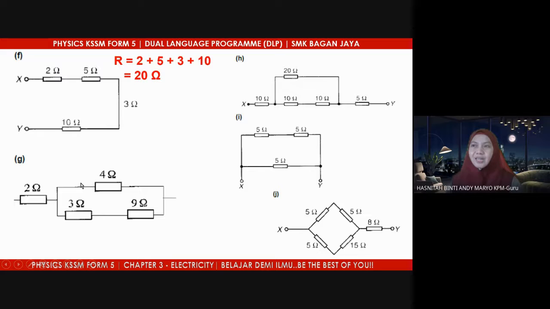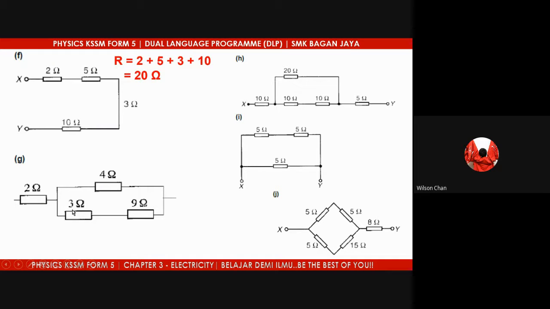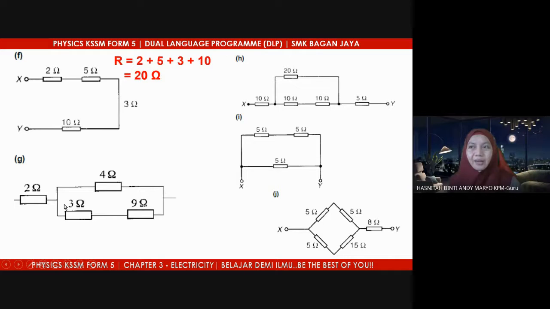How about G? G again, we have a combination. Okay, so mana yang boleh settle dulu? Which one can you settle first? The lower part, the parallel, which is 3 and 9. Yeah, 3 and 9 you settle first. So down here will become 12. Then 12 will be parallel with this 4 ohm. So then you settle them. Then only you add with these 2 ohm in series.